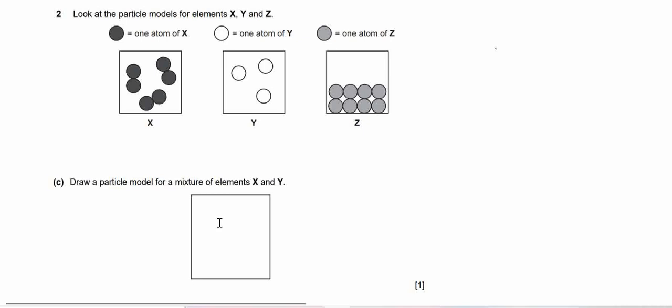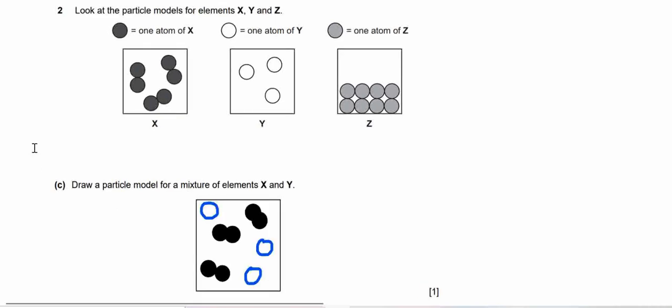10, 9, 8, 7, 6, 4, 3, 2, 1, 0. Alright, let's open up the answer. Here we go. So this is the example of correct answer. A mixture means X and Y are not chemically combined. So we have to draw them separately, not touching each other. It's just a mixture like this.